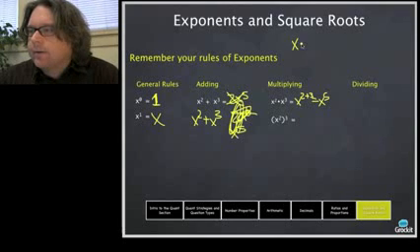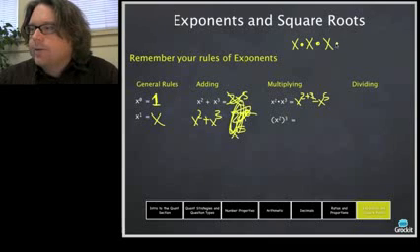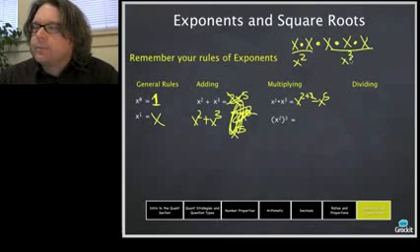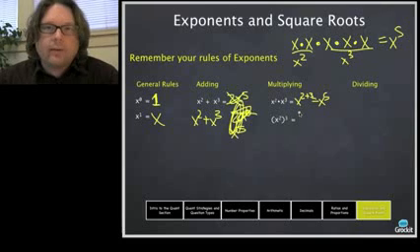So x squared is x times x, and we're multiplying that times x to the third, which is x times x times x. So that's our x to the third right there. This is our x squared right here. Multiply the two together, we have 5 x's. That's x to the fifth. Pretty cool.